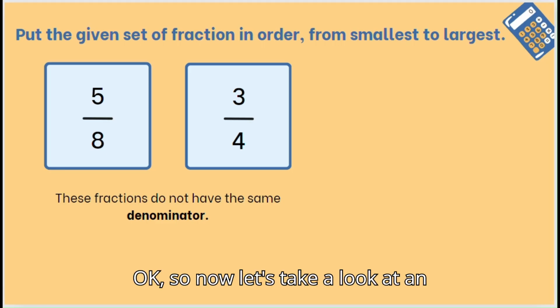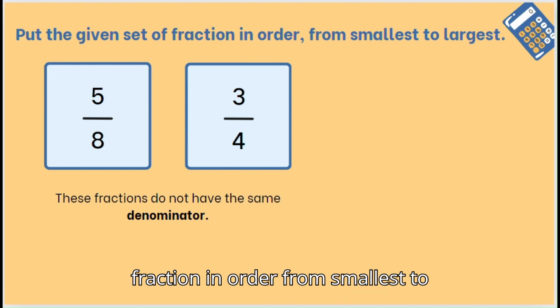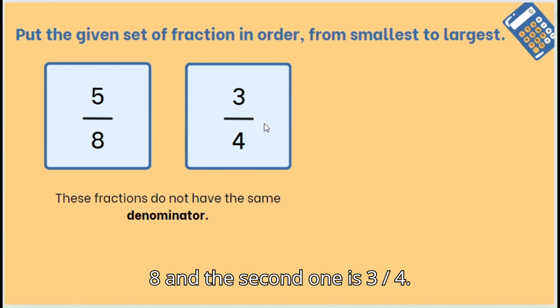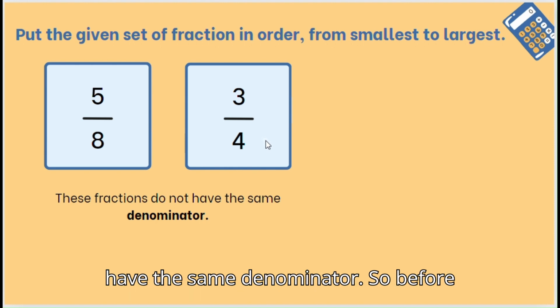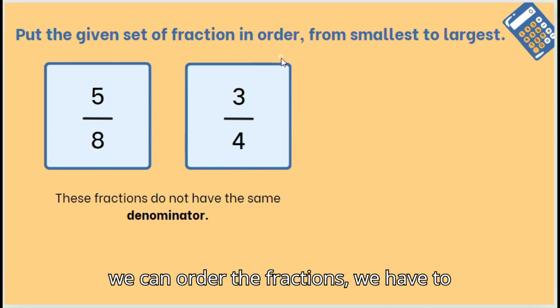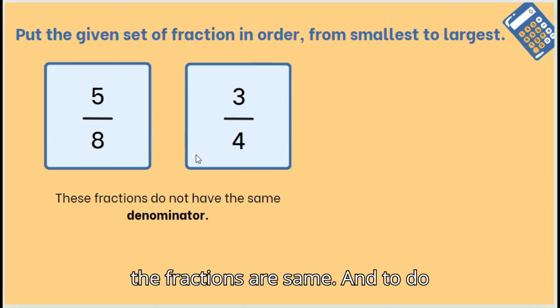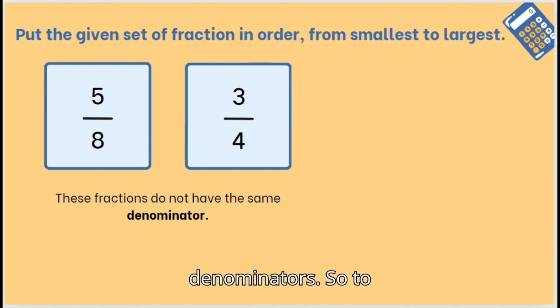Okay, so now let's take a look at an example question. The question is: put the given set of fractions in order from smallest to largest. Over here we have two fractions. One of them is 5 over 8 and the second one is 3 over 4. Now, you can see that the fractions do not have the same denominator. So before we can order the fractions, we have to make sure that the denominators of both the fractions are same. And to do that, we have to find the LCM of both the denominators.